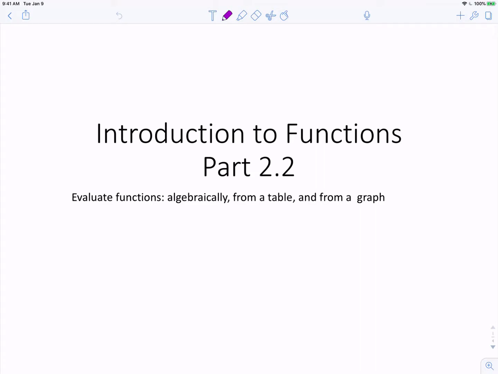Introduction to Functions, Part 2, continued. Evaluating functions algebraically from a table and from a graph.